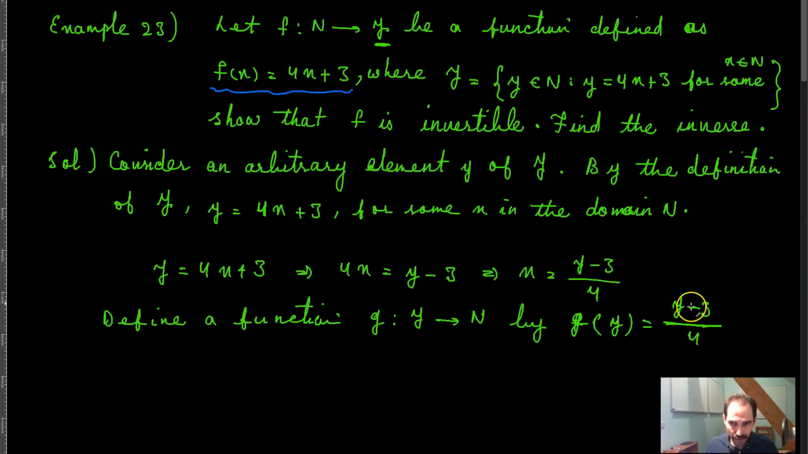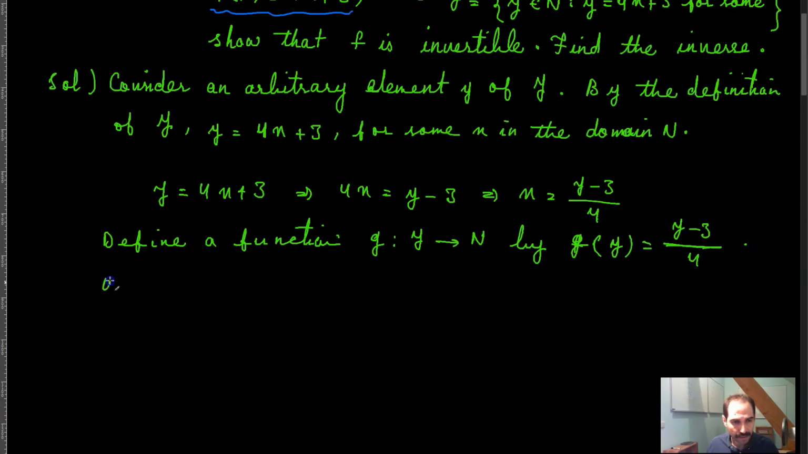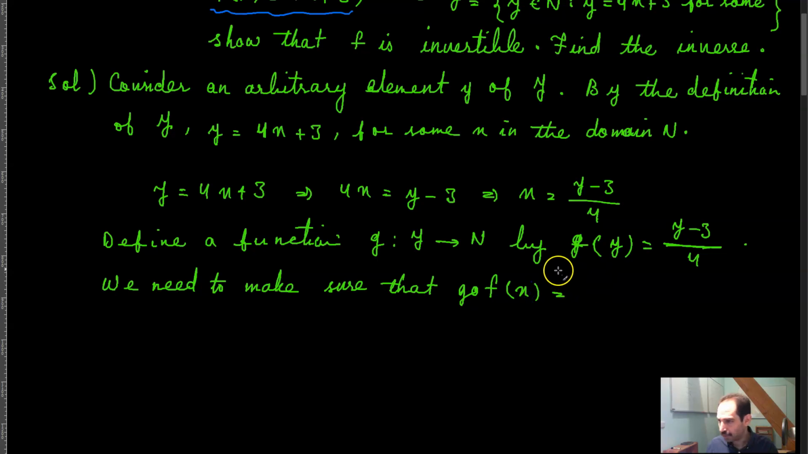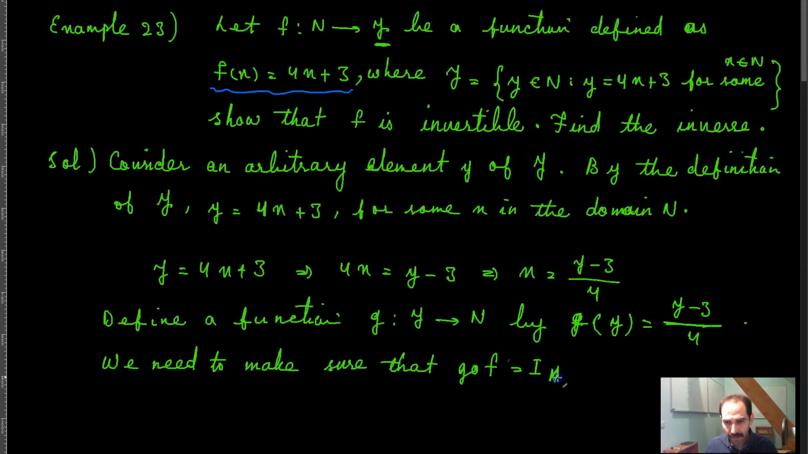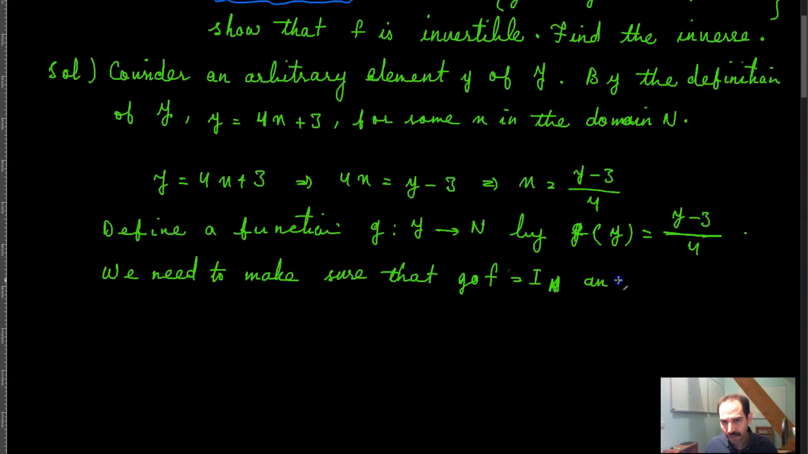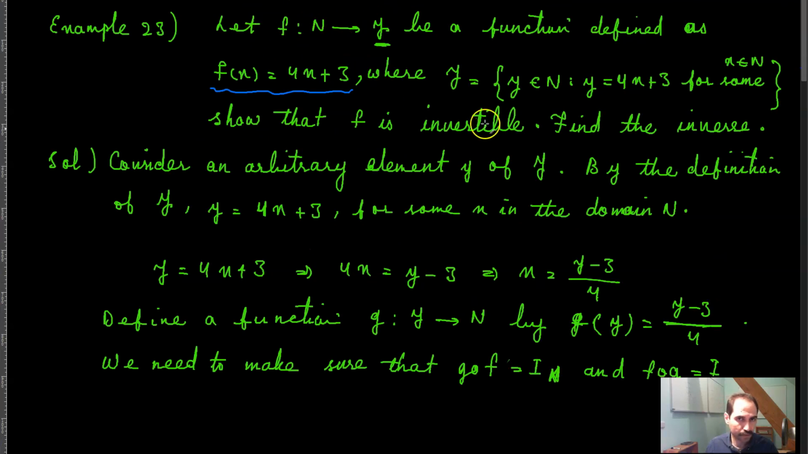Now that we have the function, we need to make sure that g of f of x, or you can say gof, you can write it as gof alone without any x or y, is equal to I of the domain of the function, which is n, I of n, and also f o g is equal to I of the codomain of the original function, which is y.